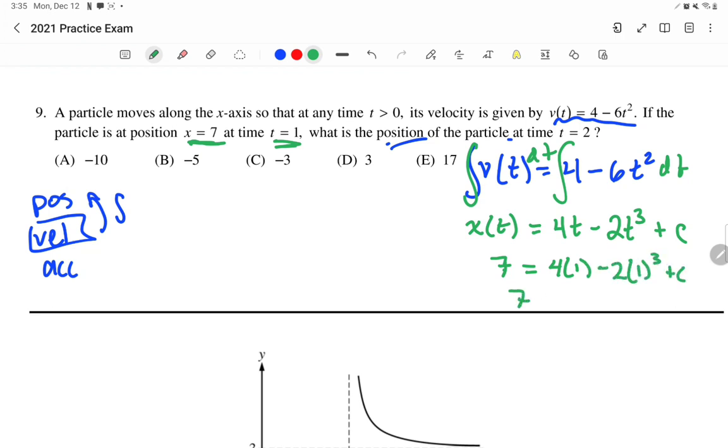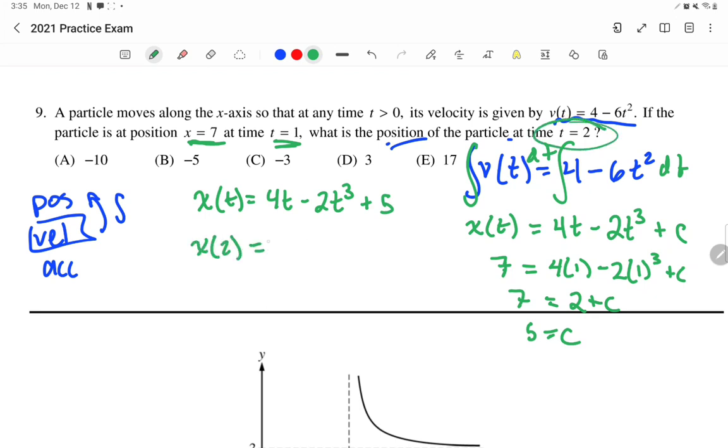That's going to be 7 equals 4 minus 2, which is 2, plus c. So 5 equals c. So now I know x of t equals 4t minus 2t cubed plus 5. And so I wanted x at 2, right? That's what they asked, the position at time 2. So that's 4 times 2 minus 2 times 2 cubed plus 5. That's 8 minus 16 plus 5, negative 8 plus 5 is negative 3.